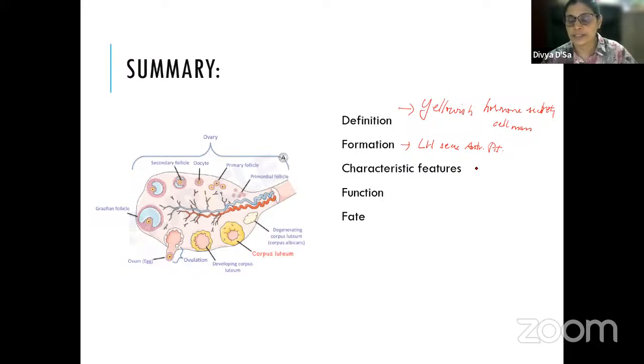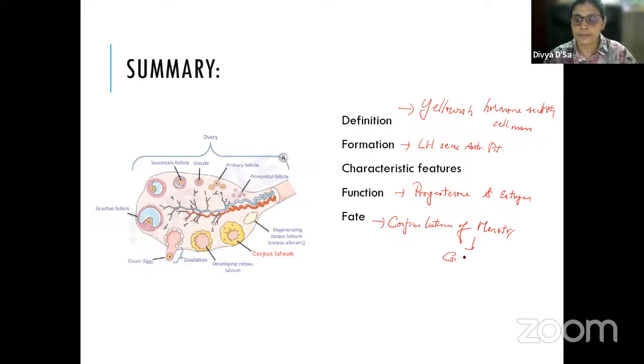Then you have to write the characteristic features: it has a yellow carotenoid pigment, and what hormones it secretes. It secretes progesterone mainly, and progesterone and estrogen. So for fate, we have three. One is, if pregnancy doesn't occur, it forms the corpus luteum of menstruation, which then forms the corpus albicans.